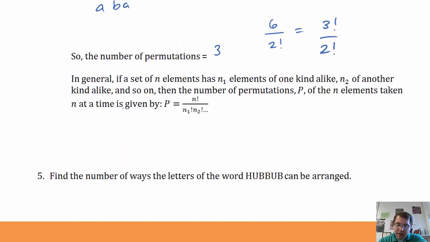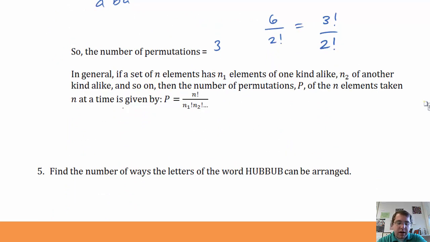Well, here's the formula, if you just prefer the formula. In general, if a set of n elements has n1 elements of one kind alike, and n2 elements of another kind alike, and so on, then the number of permutations p of the n elements taken n at a time is given by n factorial, that was my 3 factorial from this previous example, divided by n1 factorial times n2 factorial, and you keep going for as many repeated elements that you have.